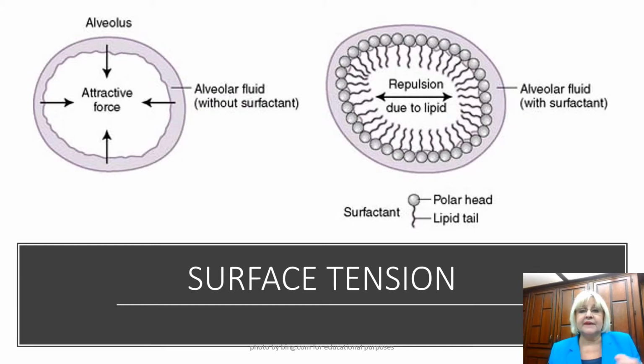So let's look at the alveolus without surfactant on the left and compare it to the one on the right with the surfactant. The one without the surfactant on the left has an attractive force that pulls inward and it can collapse the lung. The example on the right with the surfactant, it has the repulsion due to the lipids in the middle and the polar heads and the lipid tails. We've talked about this in prior chapters. This is what keeps the air sacs open.